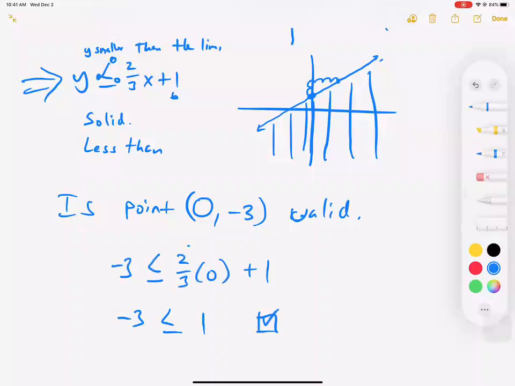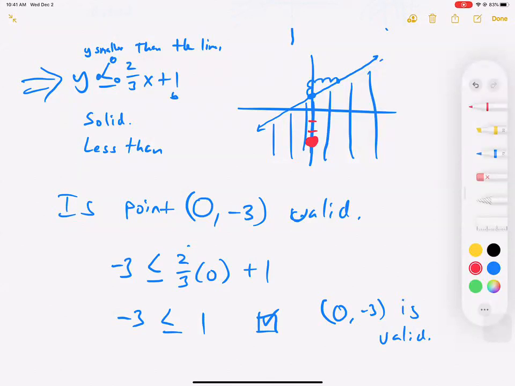Yes, (0, negative 3) is valid. It is a good point. Now, we could plug it in and that's great, and we have to be able to practice it without drawing the equation. But I want you guys to look at the graph right here. If you look at the graph, (0, negative 3) is right here, and isn't it buried deep within our region that we say is okay?